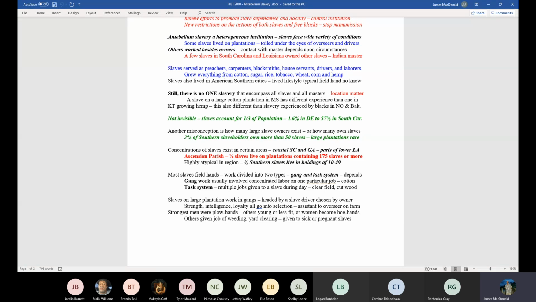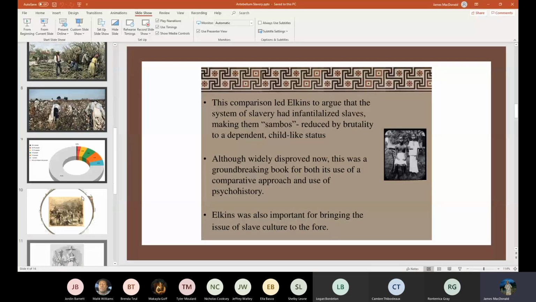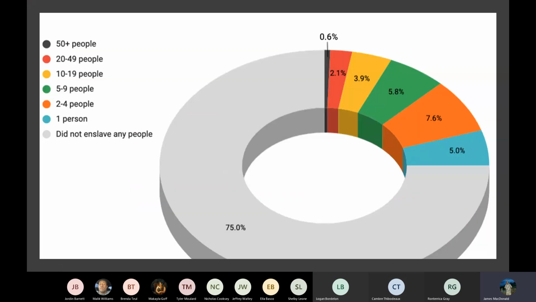Let's go back to the PowerPoint here for a second. You see the reality of this and how it played out, okay? This represents slave ownership in the South prior to the American Civil War.